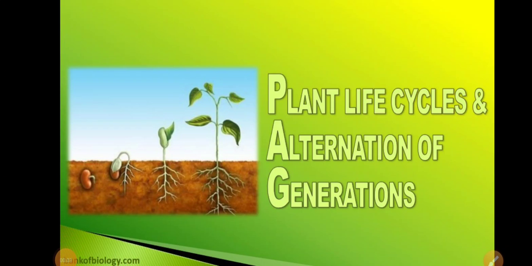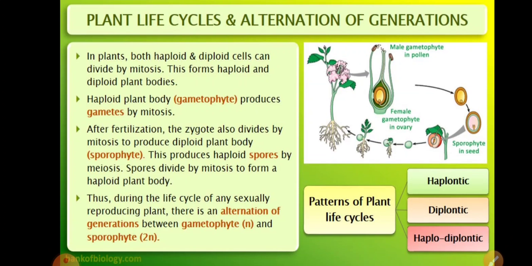Dear students, in this lecture module, we'll continue with our ongoing chapter, Chapter 3, Plant Kingdom. In this module, we'll basically talk about plant life cycles and alternation of generations. In plants, both haploid and diploid cells can divide by mitosis.